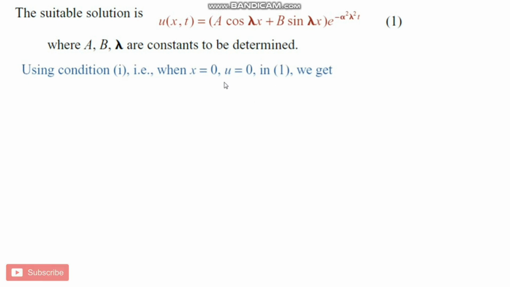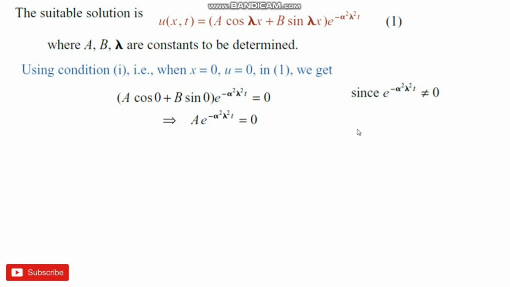Using the zero condition, u(0,t) is equal to 0. That means when x is equal to 0, u is equal to 0. Substitute these values in equation number 1. We will get (A cos 0 + B sin 0) e^(-α²λ²t) = 0. We know that cos 0 is 1 and sin 0 is 0. Thus we have A e^(-α²λ²t) equals 0.